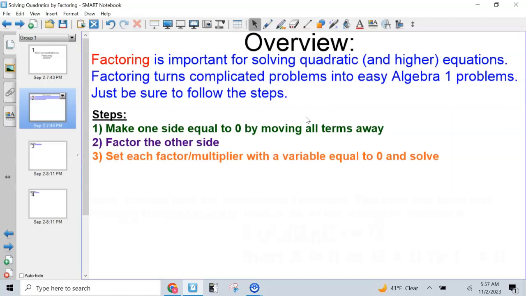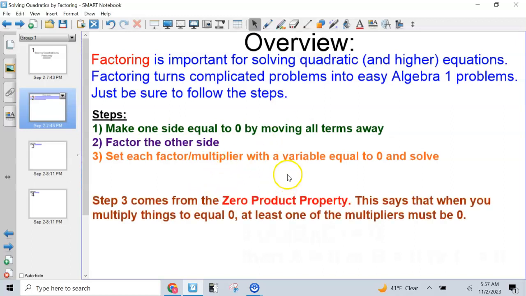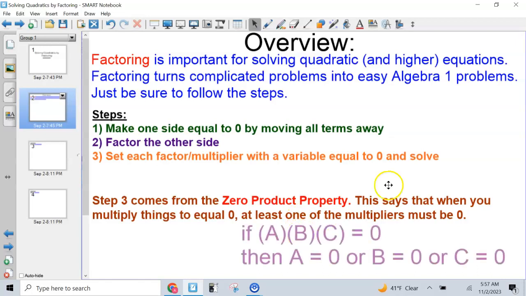Step 2 is factor the other side. Step 3 is set each factor or multiplier with the variable equal to 0 and solve those. Step 3 comes from the zero product property. That says when you multiply things to equal 0, at least one of the multipliers must be 0. So if I told you a times b times c equals 0, then either a is 0, or b is 0, or c is 0, and then the other two can be anything.